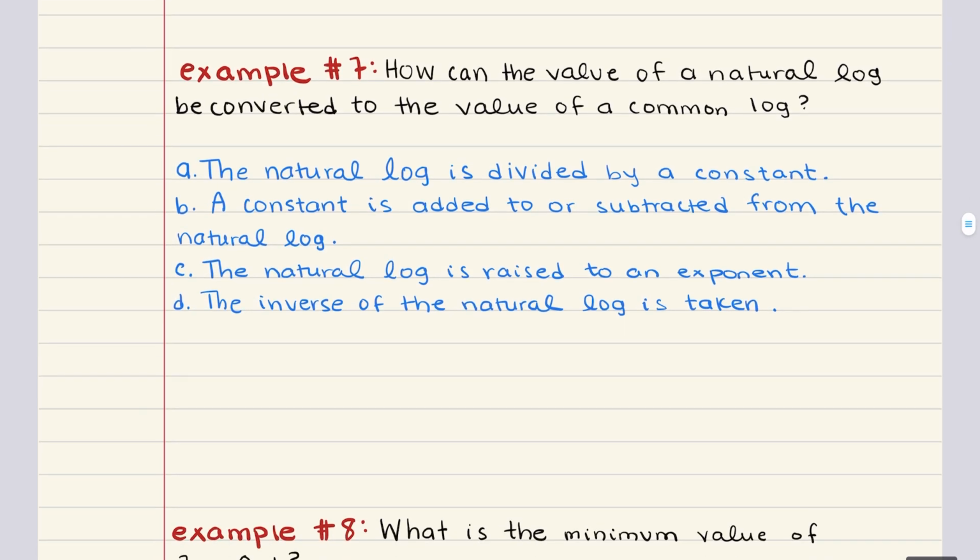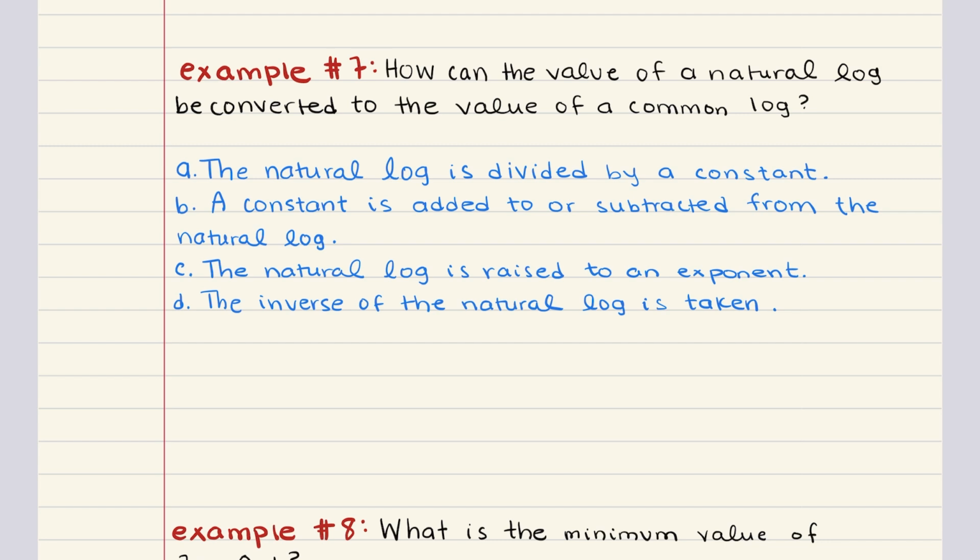Problem 7 says, how can the value of a natural log be converted to the value of a common log? Answer choice A says the natural log is divided by a constant. B says a constant is added to or subtracted from the natural log. C says the natural log is raised to an exponent. And D says the inverse of the natural log is taken.